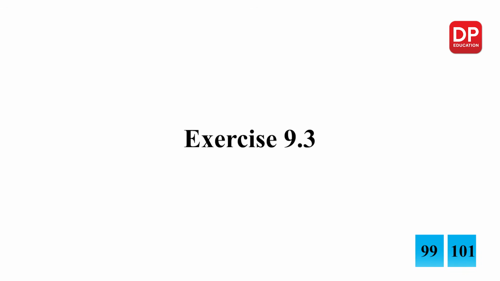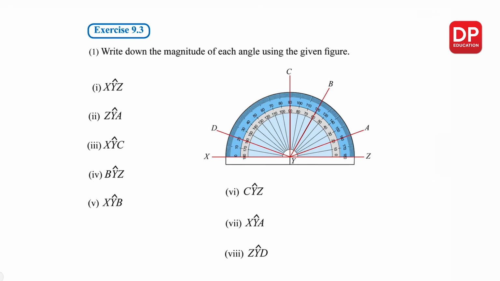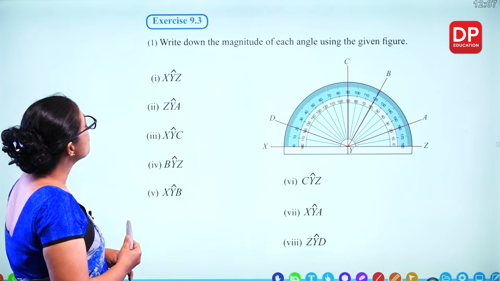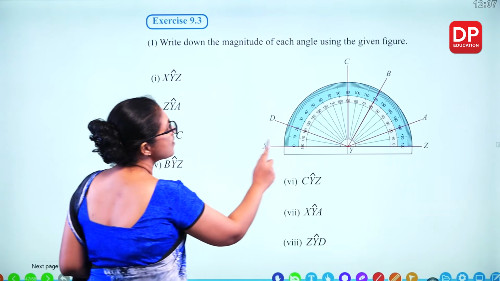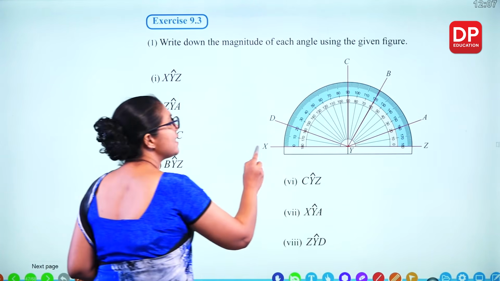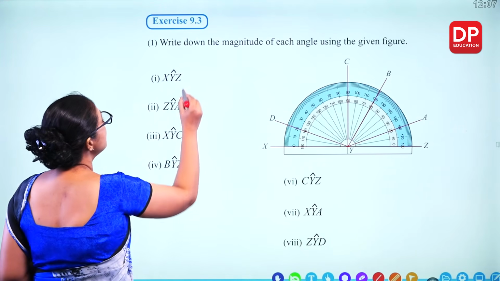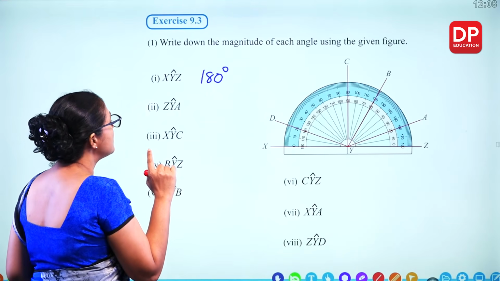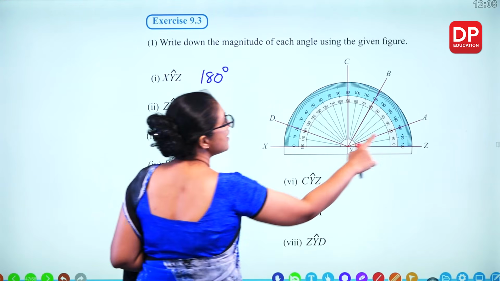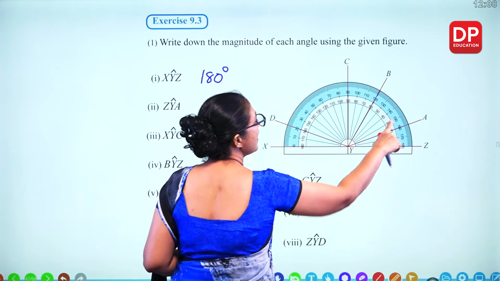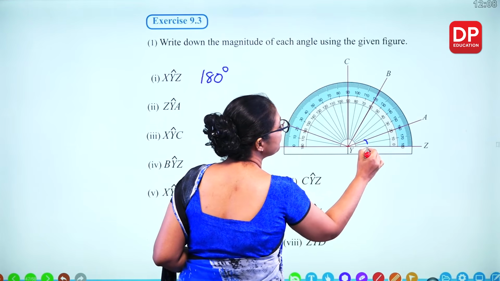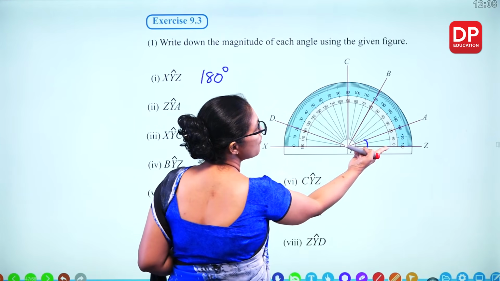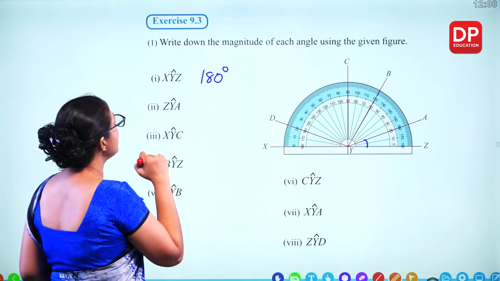Exercise 9.3. Write down the magnitude of each angle using the given figure. XYZ. That's a straight line. So what's the angle? 180 degrees. ZYA. So what's the angle here? That's from here 20 degrees.